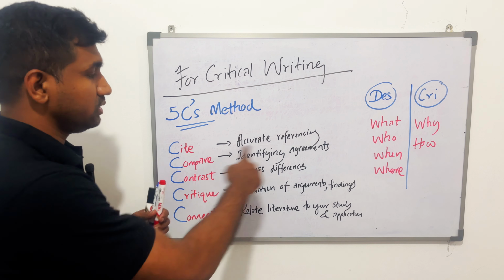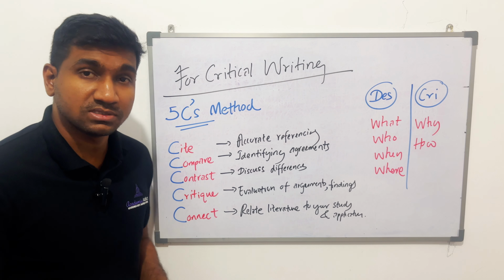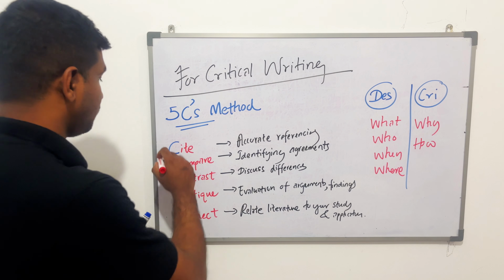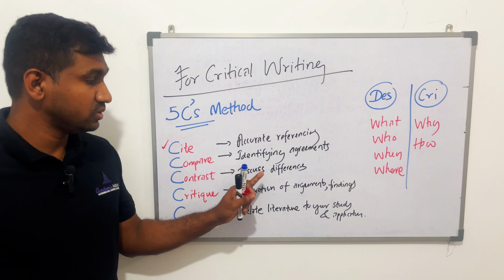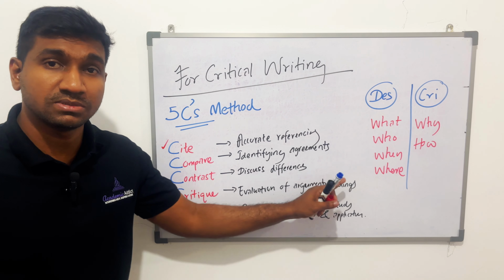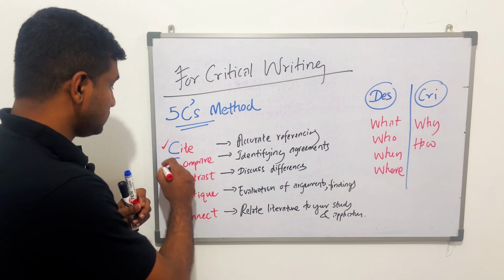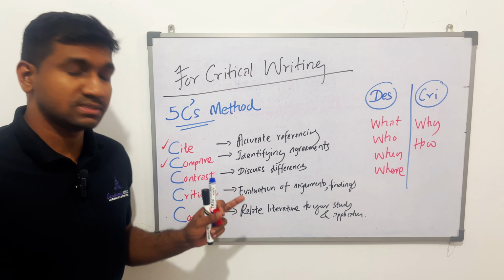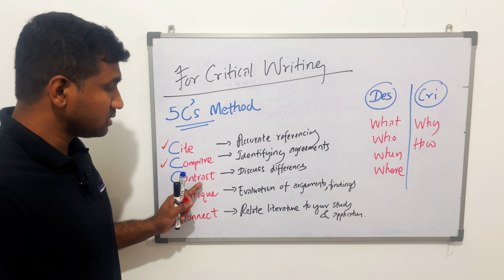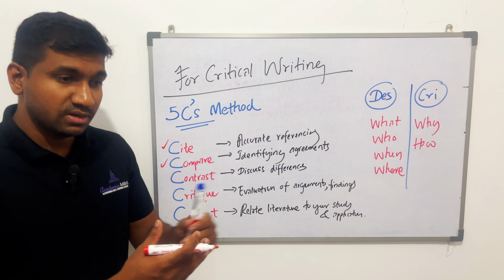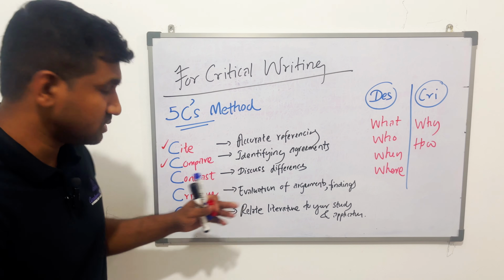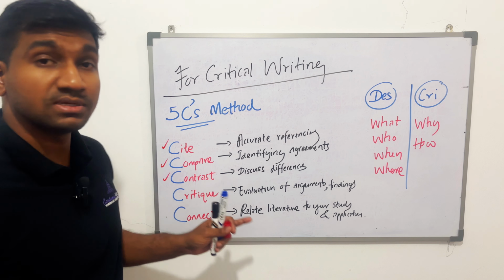So under cite, you need to have accurate referencing. So that is the very first C of your 5Cs method. The second one, compare. You need to identify your agreements. What are the similarities? So that is your comparison part under the second C. Third C is contrast. You need to discuss the differences. You need to identify the differences. What are the disagreements? So that is your contrasting part.